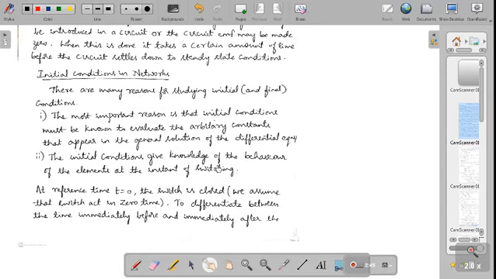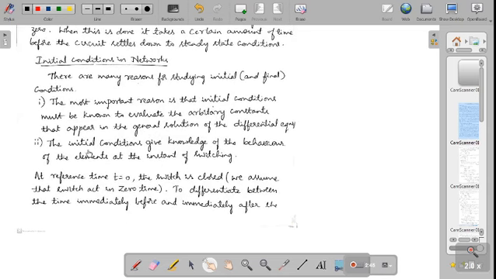So why do we need to study these initial conditions? There are two main reasons. The first and most important reason is that the initial condition must be known to evaluate the arbitrary constants that appear in the general solution. In order to evaluate these arbitrary constants, we need to study the general solutions. We'll be coming up with this concept later. Now let us consider the main reason. The initial condition gives the knowledge of the behavior of the elements at the instant of switching.